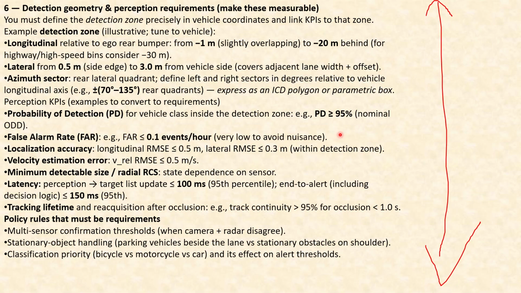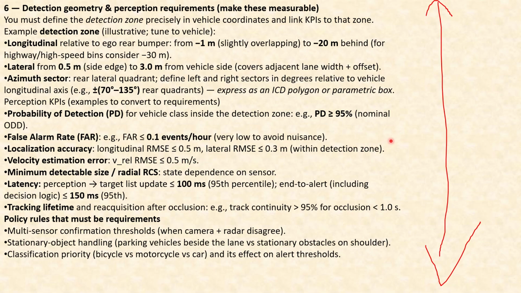events per hour. And talking about the localization accuracy, longitudinal RMSE should be less than or equal to 0.5 meters and lateral RMSE less than or equal to 0.3 meter. Talking about the velocity estimation error, the velocity estimation error should be less than or equal to 0.5 meter per second. Now again, it depends on the car.